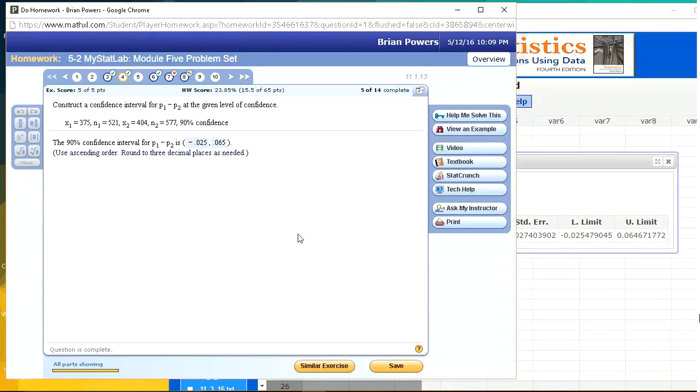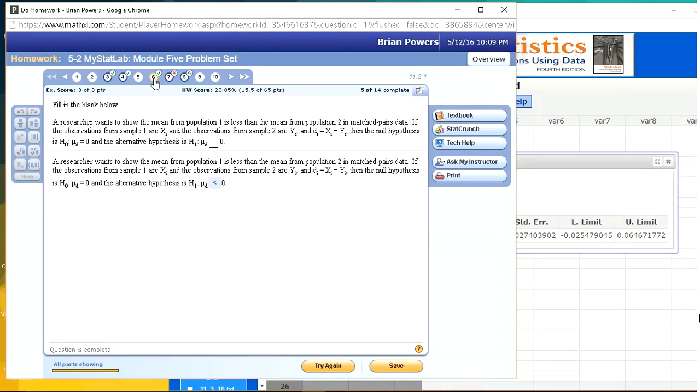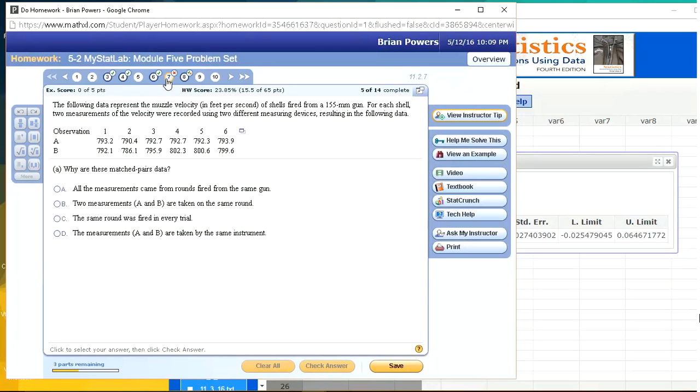All right. Moving on, let's see. If I want to look at 6, let's go to 7. I mainly want to show you stuff in Statcrunch. This is a great one.